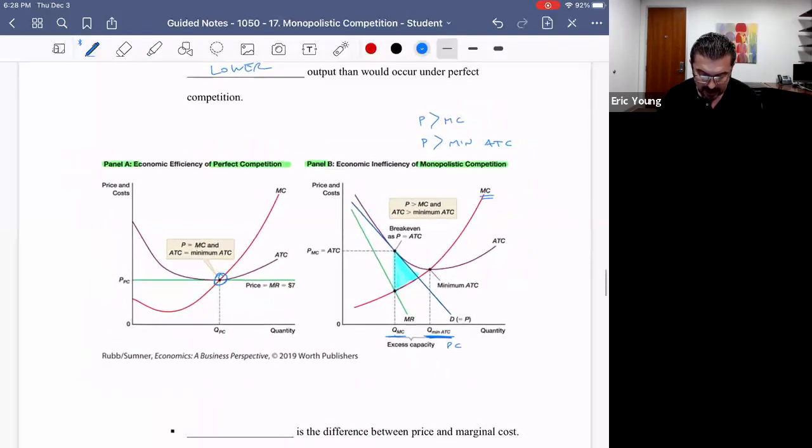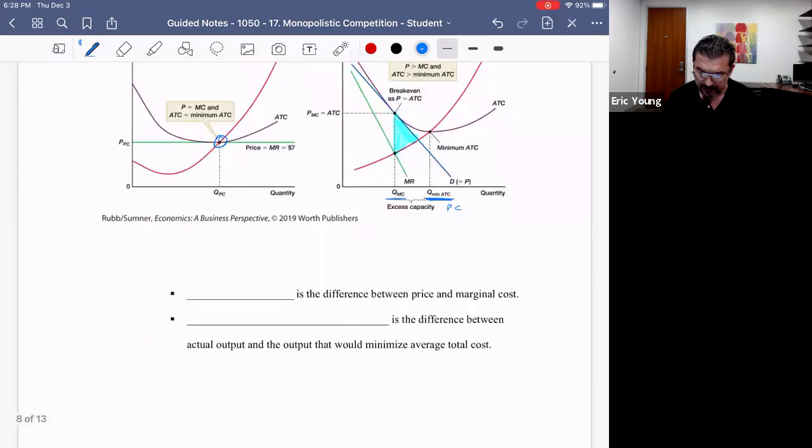So to sum it all up, when you compare PC, which is totally efficient, with MC, you see that MC fails all 3 tests of economic efficiency. They charge prices that are too high, they underproduce, they generate dead weight loss, they violate the conditions of both productive and allocative efficiency, okay?